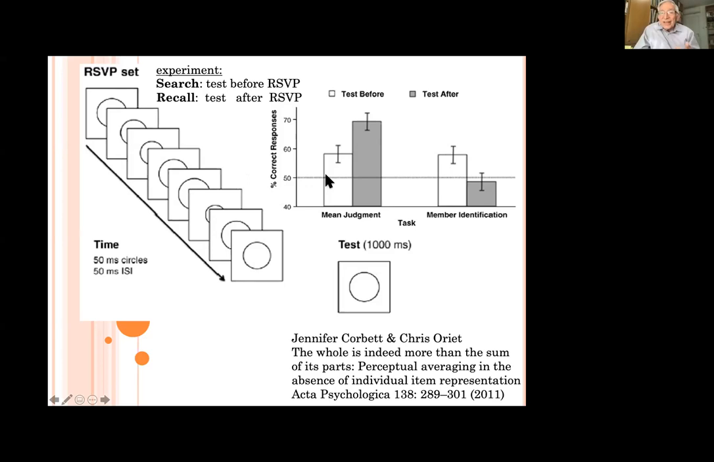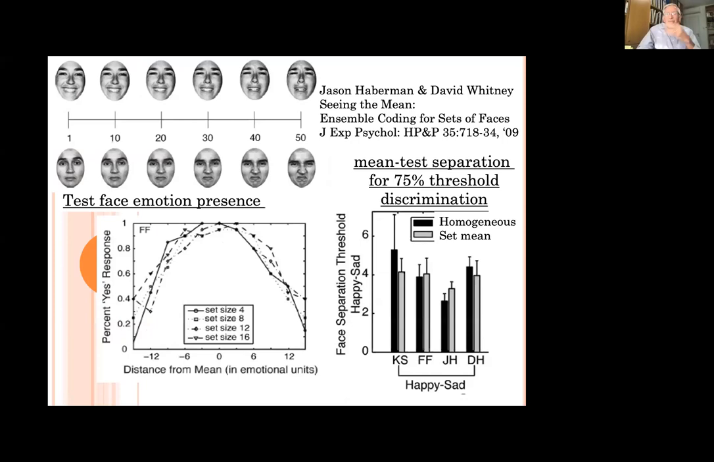Okay. This works also for facial expression or emotion. Okay. And they take a morph of a happy and a disgusted face. And then they show a set of them and they ask which one was there. And once again, without knowing which one was actually there, they're only right about the mean. And they get the mean very well.